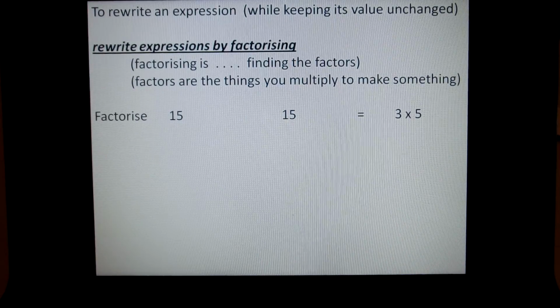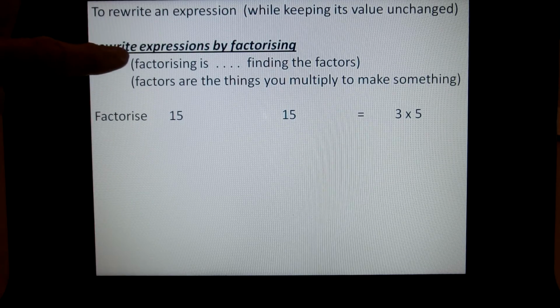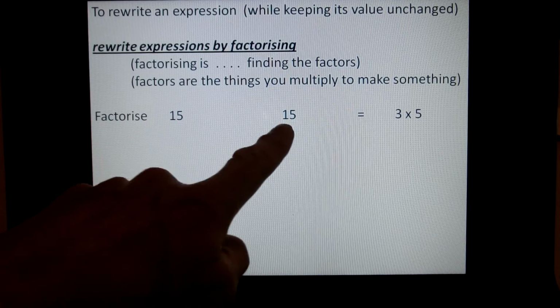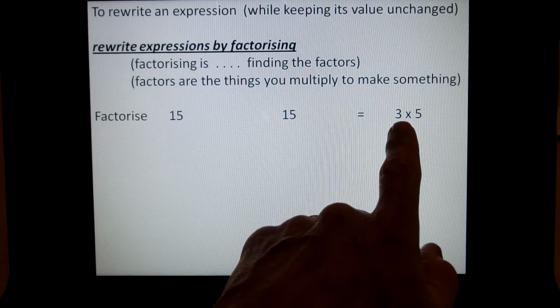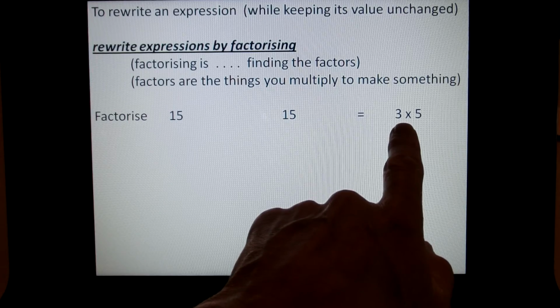Finally, factorizing, rewriting expressions by factorizing. Factorizing is finding the factors. Factors are the things you multiply to make something. If you're asked to factorize 15, you have to think what goes into 15, and the most likely thing that people would write down is 15 equals 3 times 5.